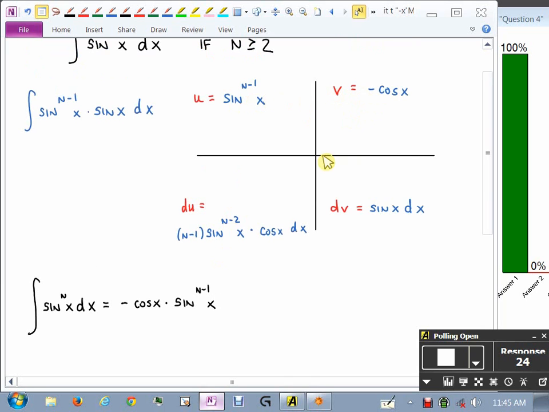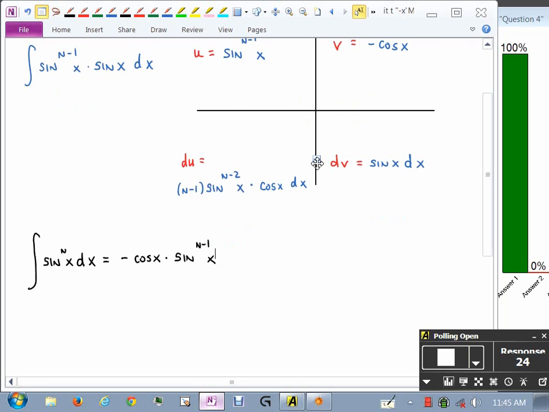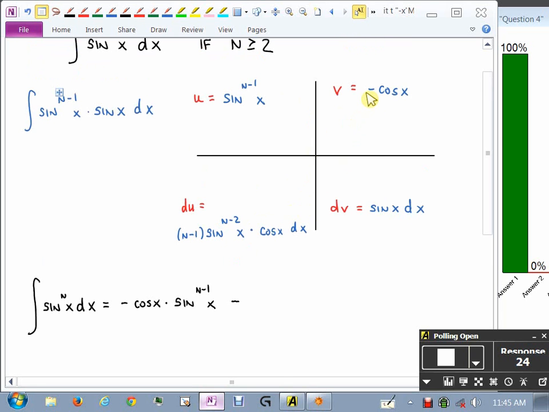Okay, minus the integral voodoo. Did I put minus? I should probably just put what? Plus, because this one was negative, this one was positive. So I should put a plus here. And then, do I have any constants here?